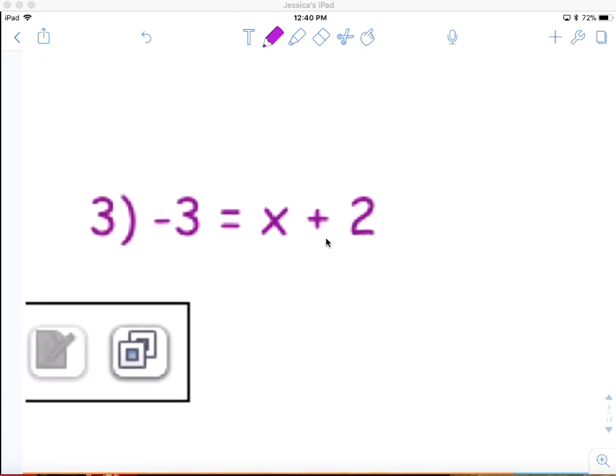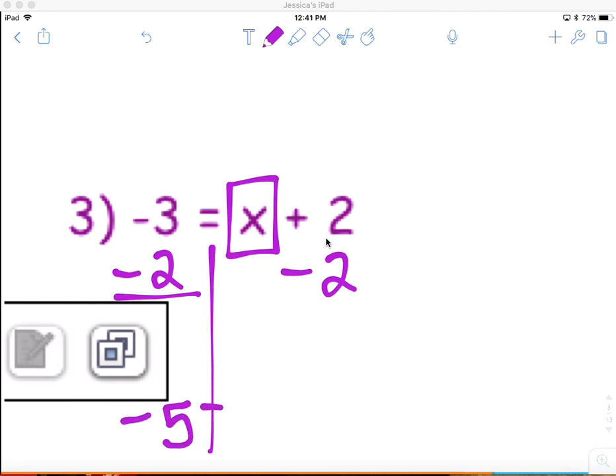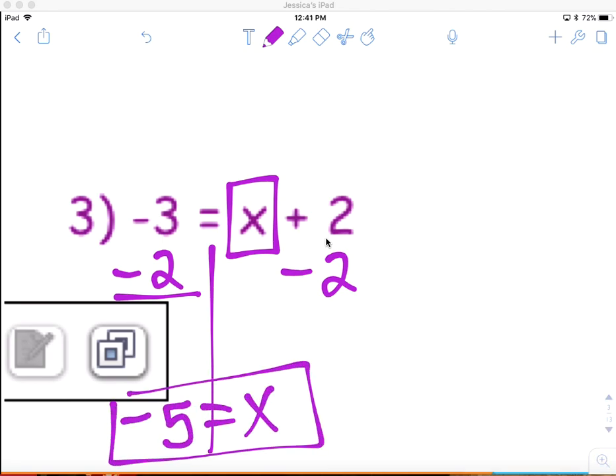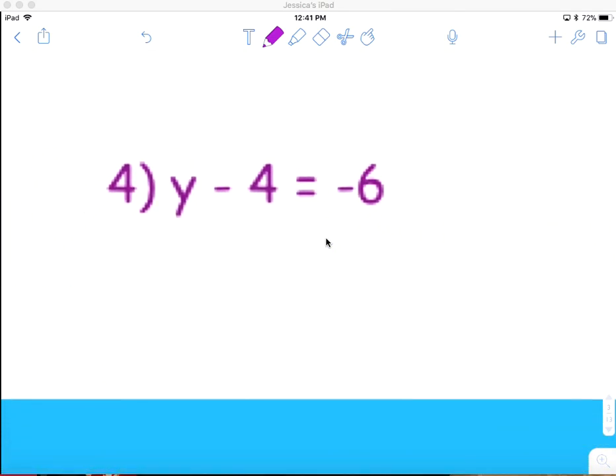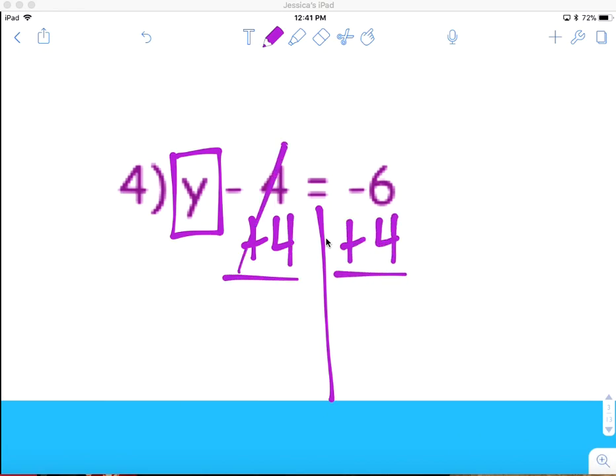For number 3, we're trying to get x by itself. The opposite of adding 2 is to subtract 2. Be careful with your signs here. Negative 3 minus 2, those are both negative, gives me negative 5 for x. And then finally, for number 4, to get y by itself, the opposite of subtracting 4 is to add 4. Be careful with your signs. Negative 6 plus 4 means y is negative 2.